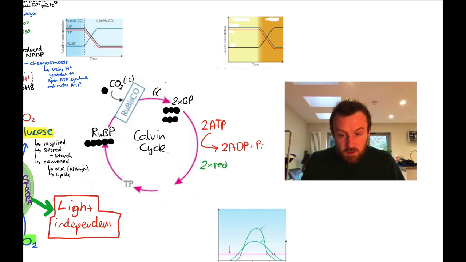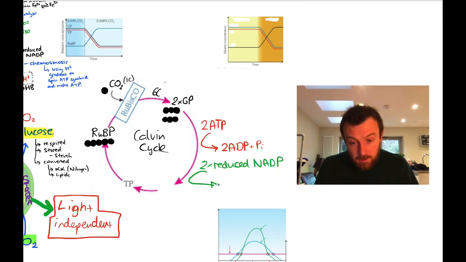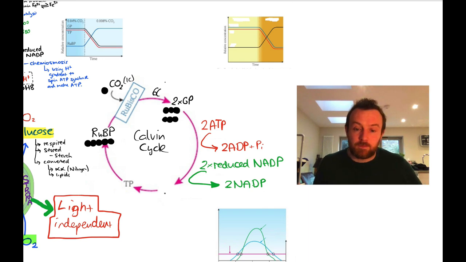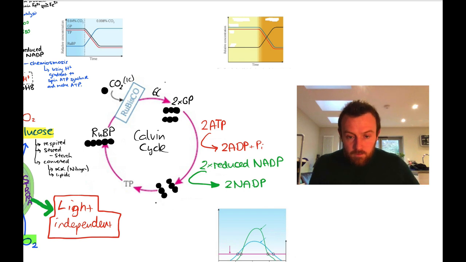2 times reduced NADP is used up and oxidized NADP is produced. We could just call that 2 NADP, but it's been oxidized. The hydrogen atoms and electrons have been removed from the reduced NADP and used up. And the end result is still a 3 carbon molecule, but it's a bit of a fancier molecule. It's called triose phosphate, or TP.